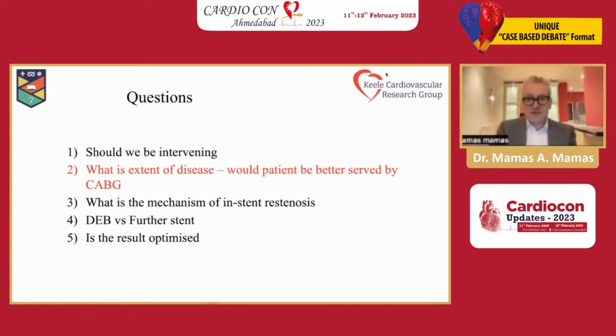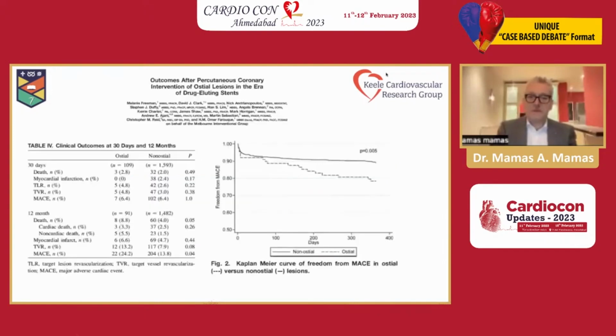The second question we should be asking ourselves is, what is the extent of the disease? Would the patient be better served with a bypass operation? Well, this is an important question. We know that patients undergoing PCI for ostial lesions have poorer outcomes. This is data from the Melbourne Interventional Group, which looked at over 1,600 lesions, 100 of which were ostial lesions. And you can see on the right-hand side of the graph that there are worse outcomes associated with ostial lesions.